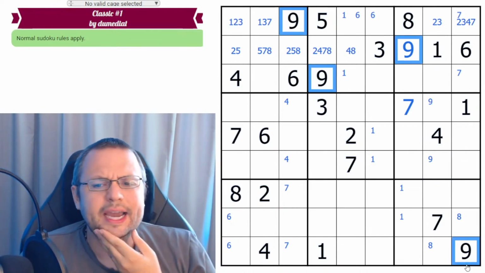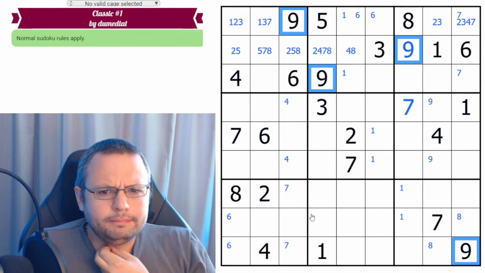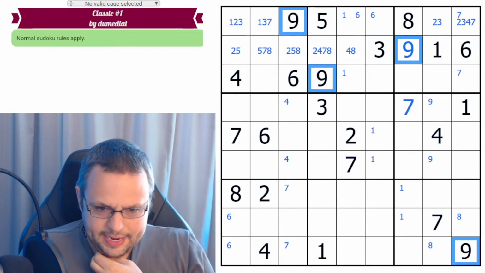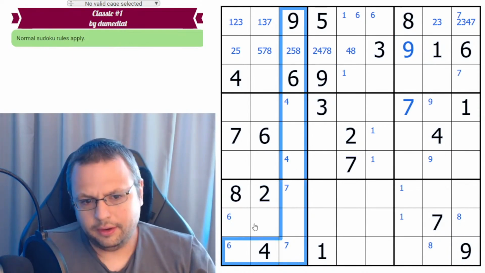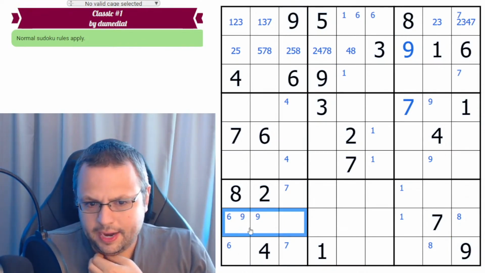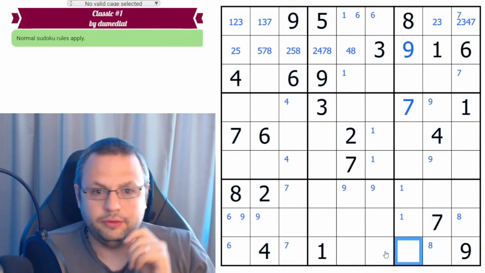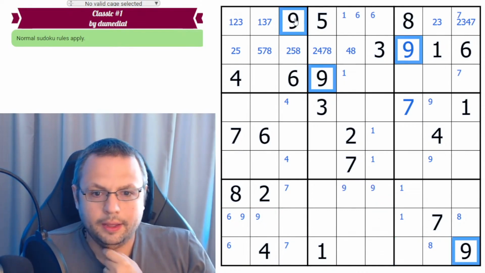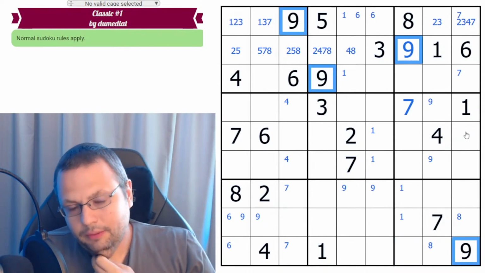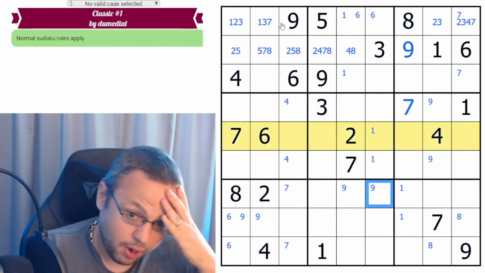Let's see. I see that the 9 in that box goes there. The 9 in this box goes in one of these two cells. So now the 9 in this row is down here. So the 9 here is going in one of those two cells. And so now, actually, we can do something really fancy, which is to ask where 9 goes in this row.